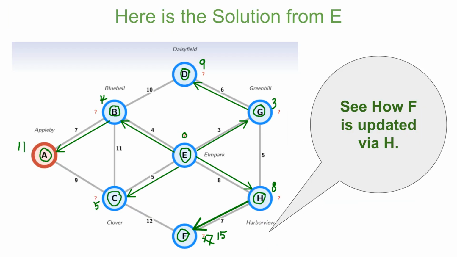Here is the solution if you have started with E. Among all the shortest paths, the longest path is from E to F via H, which is 15. Note how F is updated via H. Please try another starting point and see what happens.